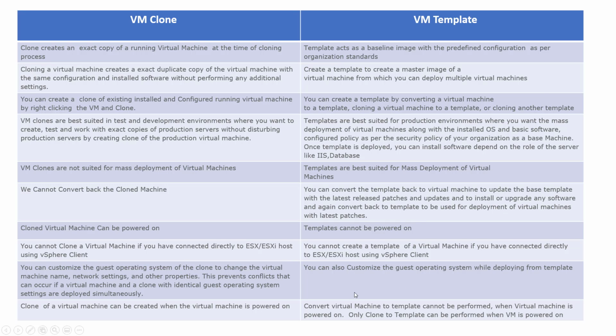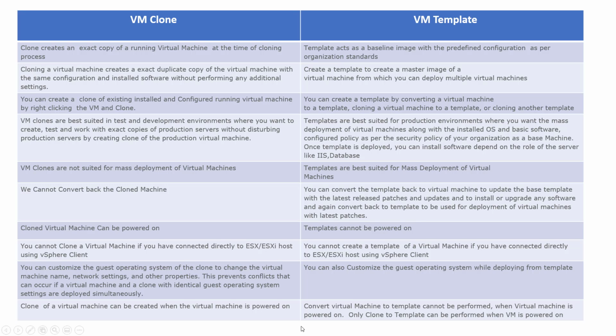Then we can also customize both VM clone and template using a customization specification. Obviously, when you clone a virtual machine from an existing virtual machine, if the existing virtual machine is powered on, please do not power on the cloned virtual machine, because it may hold the existing IP address, host name, and so on. To avoid that, we can disconnect the cloned virtual machine from the network, then reconfigure the IP. We can also use a customization specification to customize the virtual machine in both cases, VM clone and VM template.